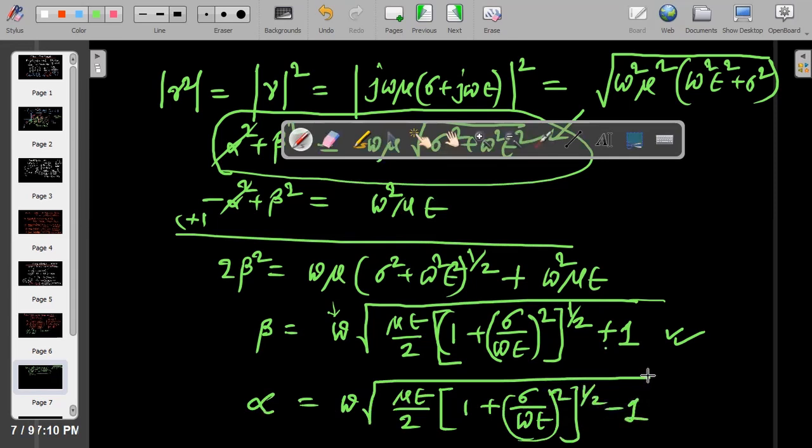minus 1. Now one thing I am telling you, here the second bracket is there. Why am I focusing on all these things? Because students are confused with this plus 1, this root over and all these things. So 1 plus sigma by omega epsilon, this is whole square, that is sigma square divided by omega square epsilon square. And this 1 plus this one, overall the square root is there. So don't get confused. This is plus 1, this is minus 1.